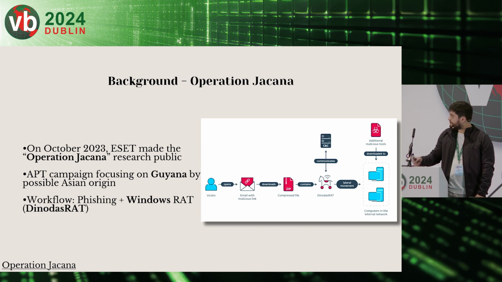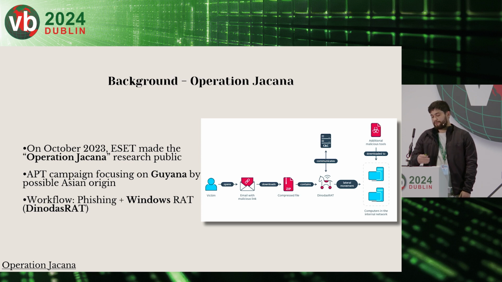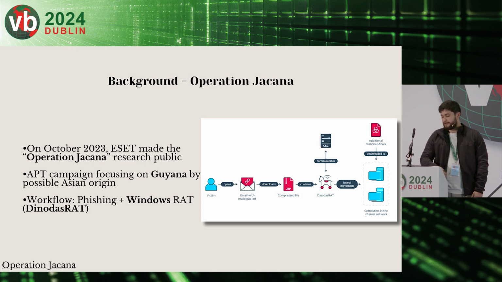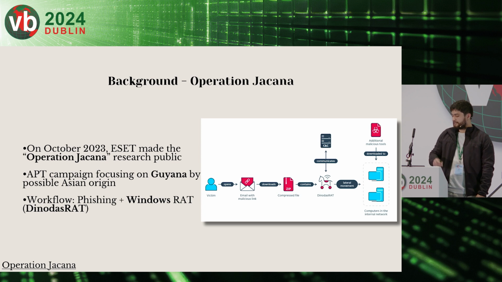So the phishing campaign was pretty simple. It was a phishing email with the subject of public affairs. And inside, there is a zip file with a compressed file. There is a zip with the malicious executable of DinodasRAT. But this was the Windows version of this RAT.